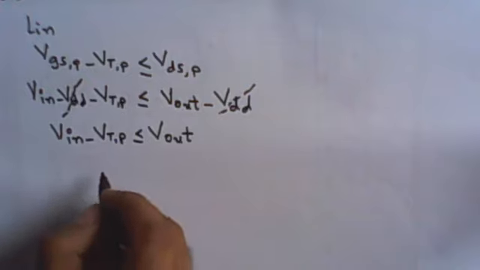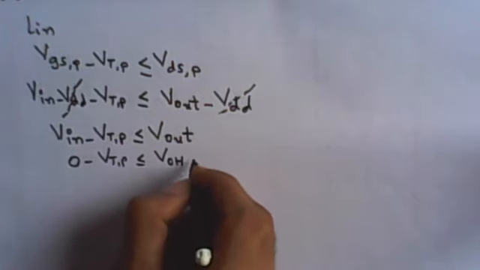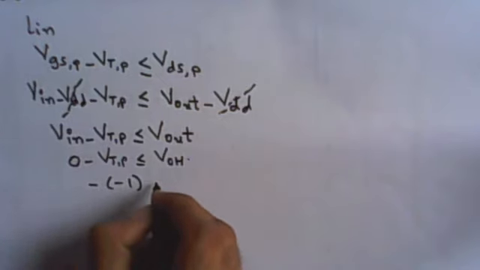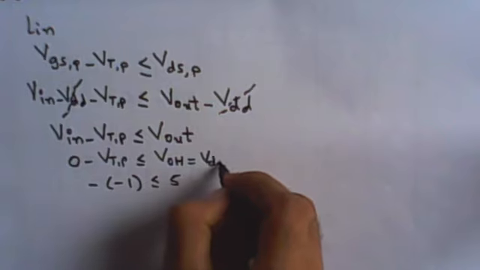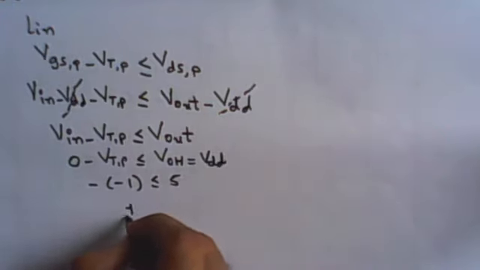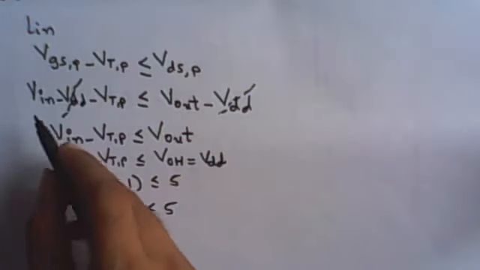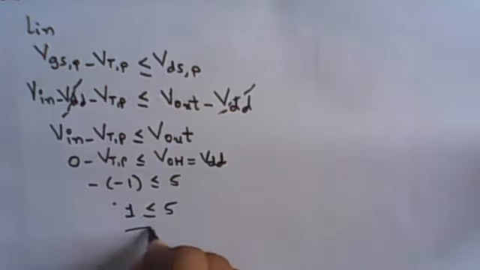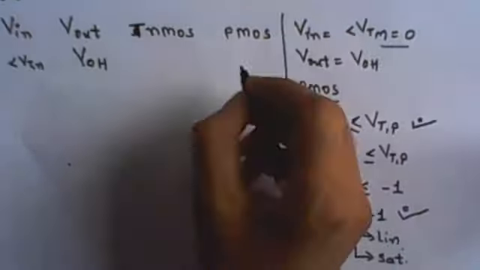Let's substitute the values of input and output. Input in this case is 0 and output in this case is VOH for a VDD, right? So here minus VTP is 1, is it less than or equal to 5? VOH is the maximum output voltage and it is 5 volts, since VDD is 5. So is 1 less than or equal to 5? Yes, 1 is less than or equal to 5. Both the VGS condition and the VDS condition are satisfied, so this condition is satisfied. That means the P MOSFET operates in the linear region.